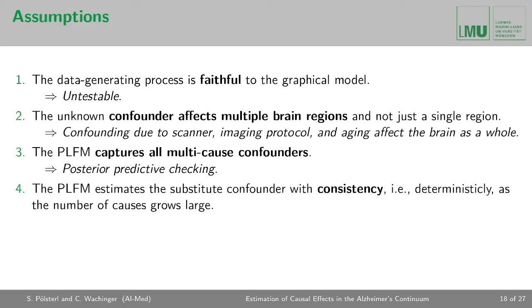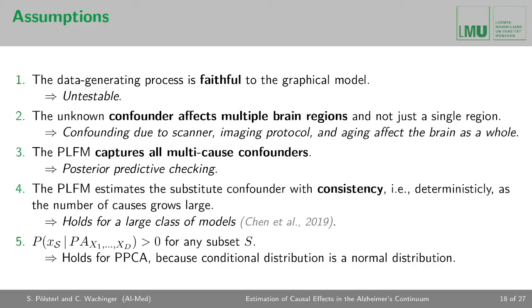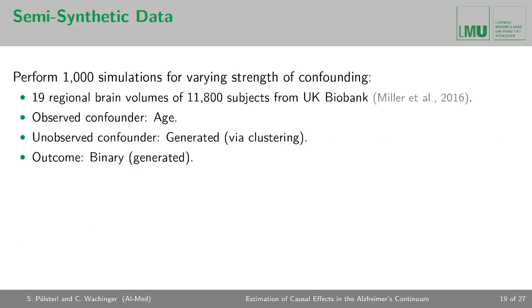The next assumption is a theoretical one due to the work by Wang and Blei. It holds for a large class of models, as has been proven in the paper by Chen and colleagues. The final assumption is required to estimate the inner expectation of the average causal effect. This positivity constraint holds because we model this distribution by PPCA that uses a normal distribution, and the normal distribution is non-zero everywhere.